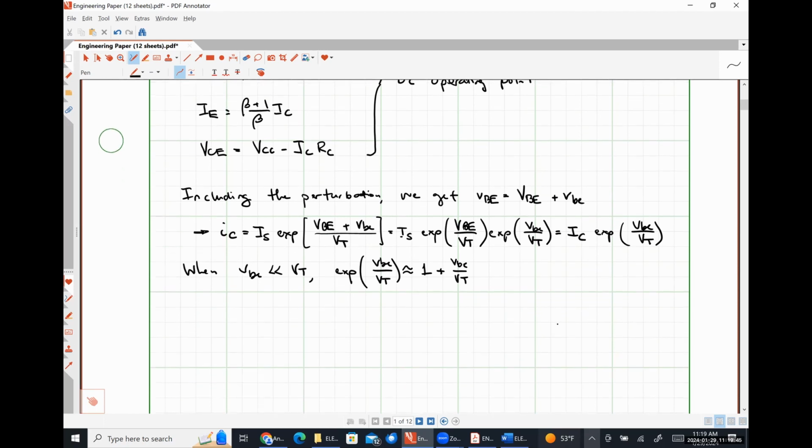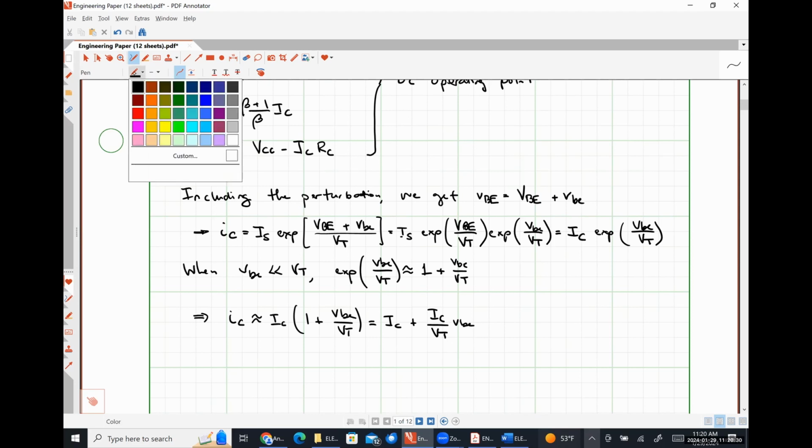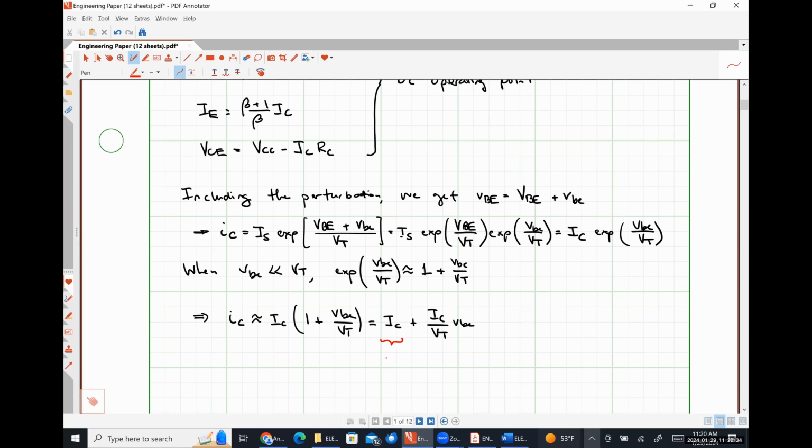And so recognizing that when VBE is much less than VT, the exponential behaves that way, what we come out seeing is that our mixed collector current is approximately equal to IC times 1 plus VBE over VT, or IC plus IC divided by VT times lowercase VBE. So we have some DC component here, or let me write that DC better.